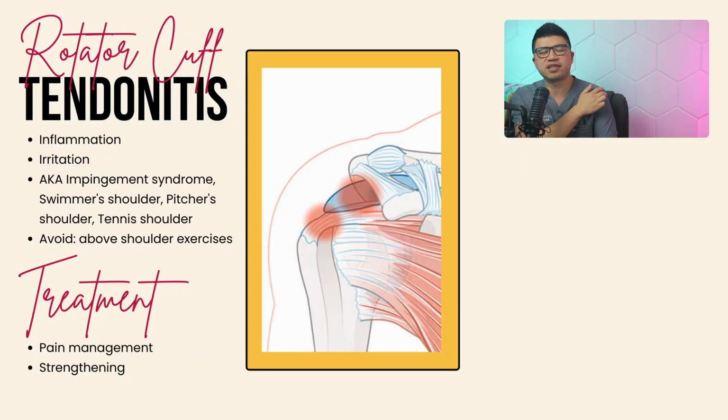Now let's go from proximal to distal again for more specific conditions. Rotator cuff tendonitis involves inflammation or irritation of the tendons and muscles of the shoulder joint. It also is called impingement syndrome, swimmer's shoulder, pitcher's shoulder, or tennis shoulder. And above shoulder level exercises should be avoided, and especially when sleeping, as it can be accidentally put in this position of comfort for some people unconsciously above shoulder level, like sleeping like this, for example. And OT treatment includes pain management and strengthening.